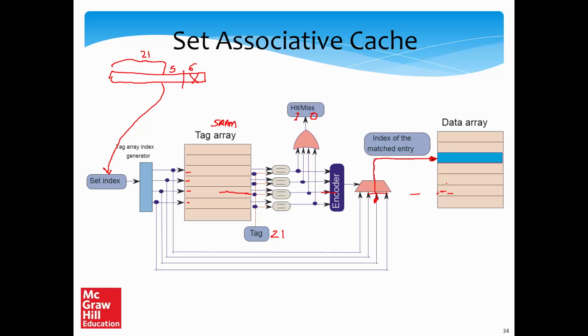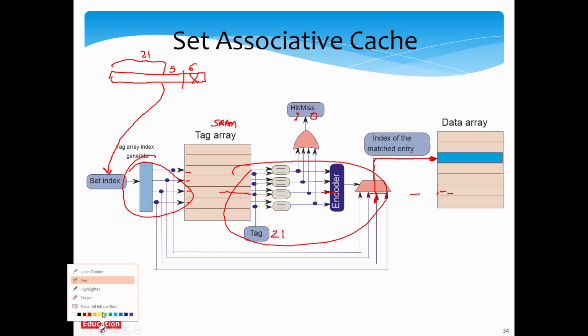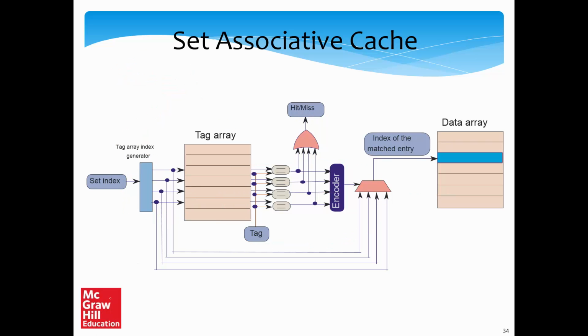So what is the new addition in this circuit? Well, the new addition in this circuit is this block and this block. So let me erase the ink once again and explain these blocks in some greater detail. Instead of searching for a block inside all the entries, we only search for it within a given set of lines. That's the reason it's called a set associative cache.